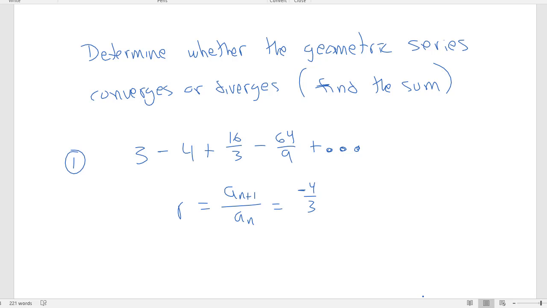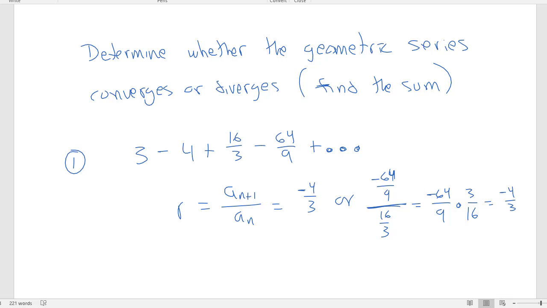And just to show you that that's true, let's take two other adjacent terms. Let me take negative 64 ninths, and let's divide by the term prior, so positive 16 thirds. If I flip and multiply, negative 64 ninths times 3 over 16, we're going to reduce and get negative 4 thirds there. So the 3 and the 9 reduce to a 3, and the 16 goes into 64 4 times. And there's our common ratio.